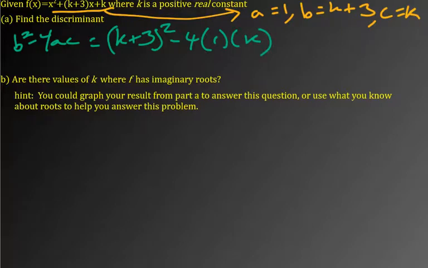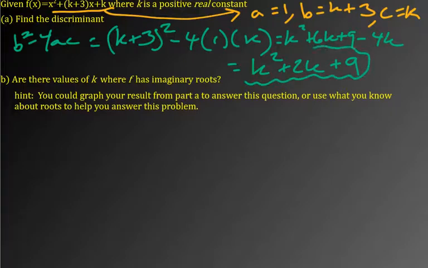And then if you just go and multiply all this out, you would get k squared plus 6k plus 9 from the k plus 3 squared. And then you have a minus 4k, right? And so if you just simplify that a little bit, you get k squared plus 2k plus 9. So that is my discriminant, all right?